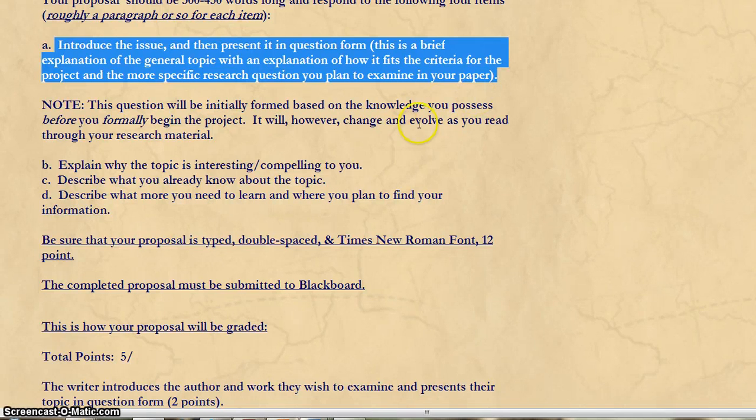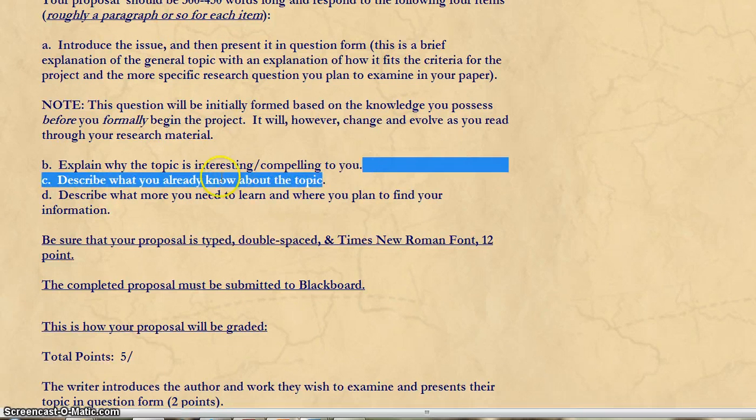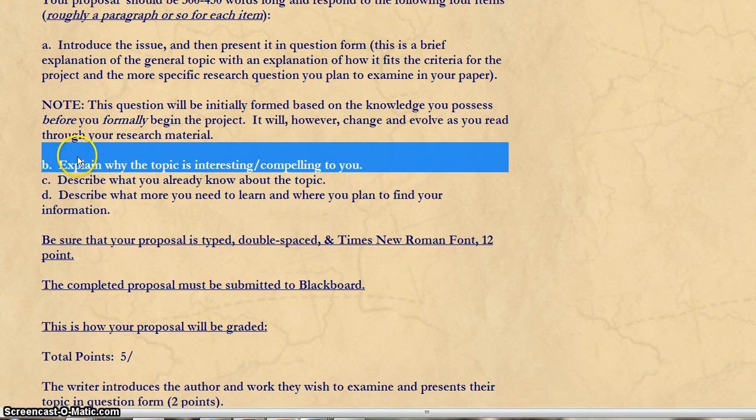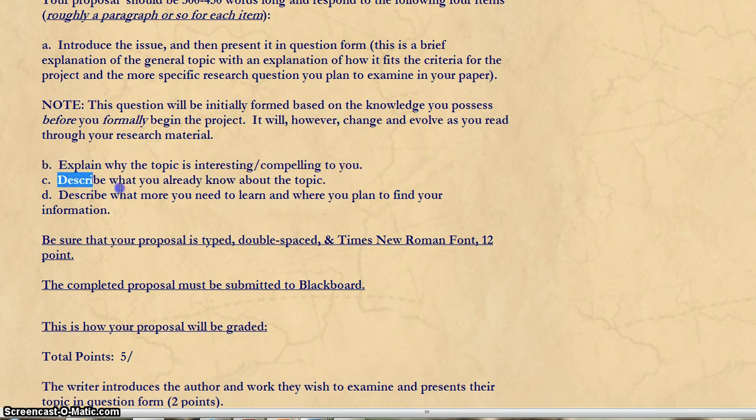And then in the second paragraph, just explain why it's interesting or compelling to you. Then in your third paragraph, you're going to describe what you already know about this topic. This is probably going to be limited to the things that you've learned just by doing the general Google searches on the web and maybe looking at Google Scholar and some websites, and that's okay. Just explain what you already know about it.